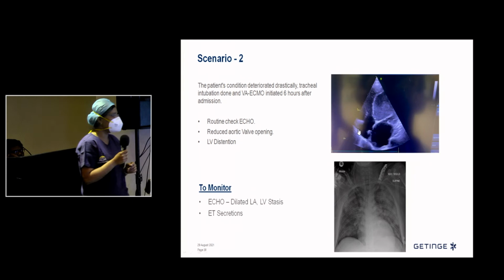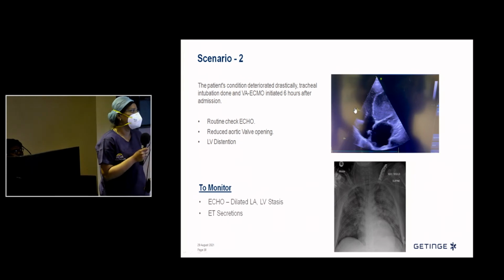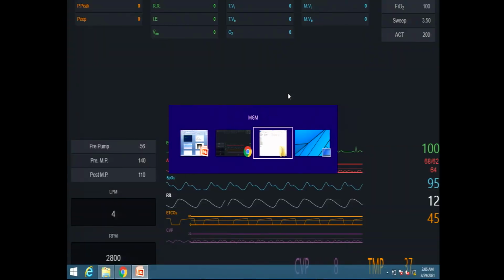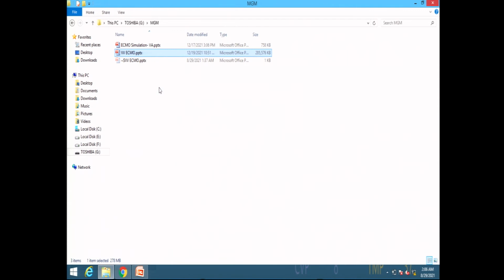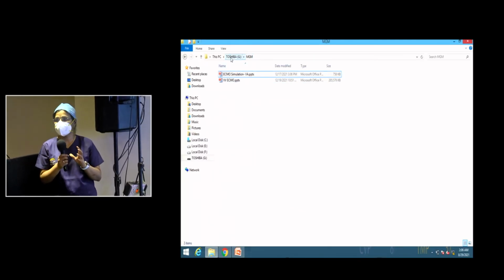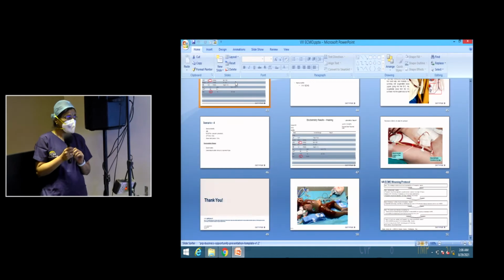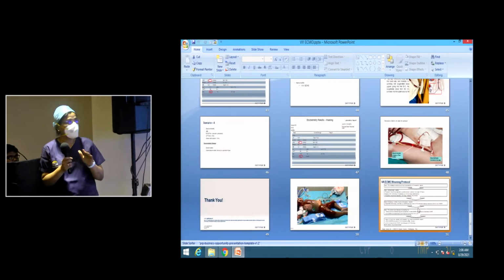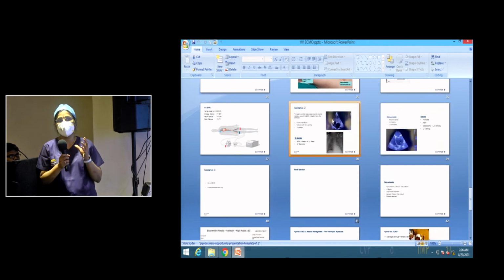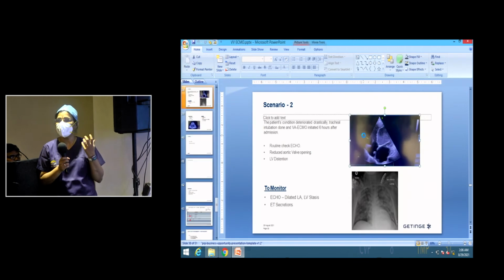Can you play that video? If you see this video, this is a transesophageal echo 4-chamber view. The LV is distended and the blood in the left ventricle is curling, with huge stasis. What happens in this kind of scenario is that even though you have established ECMO, he will have fulminant pulmonary edema because of the LV stasis and back pressure into the lungs.